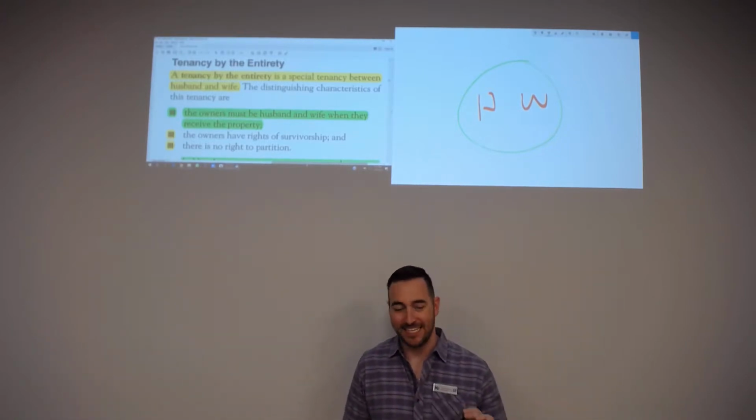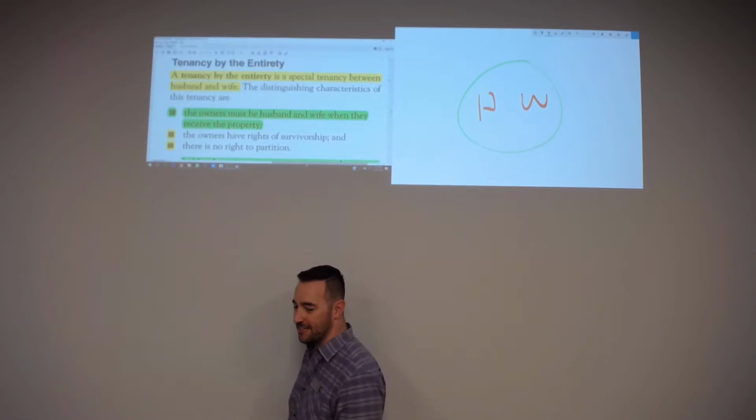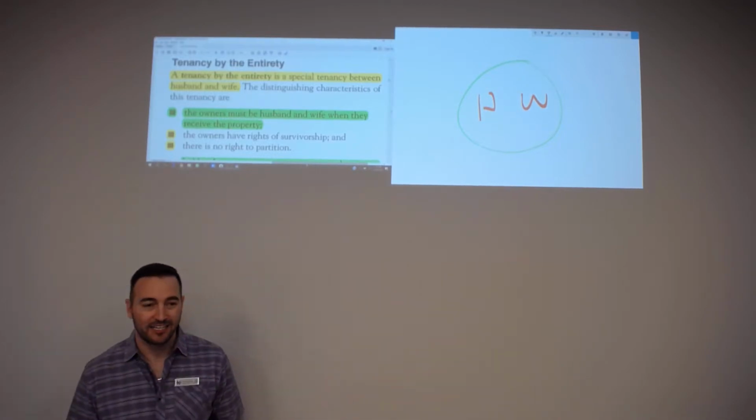So here's the thing, tenancy by the entirety. A tenancy by the entirety is a special tenancy between husband and wife.